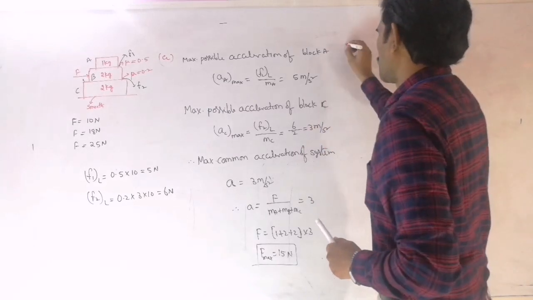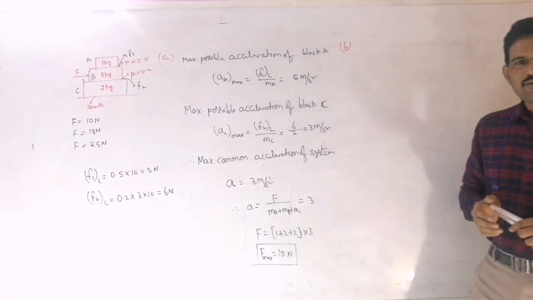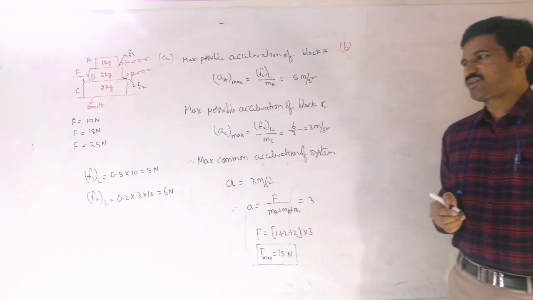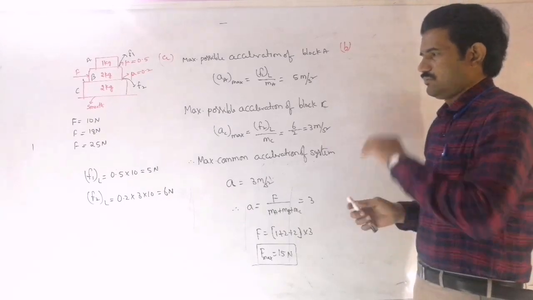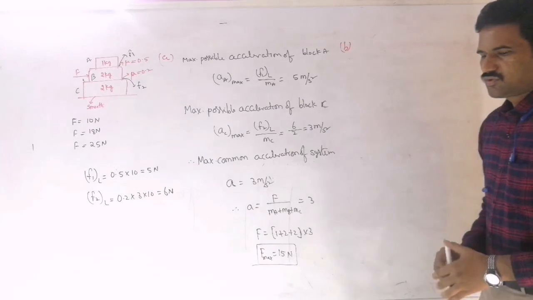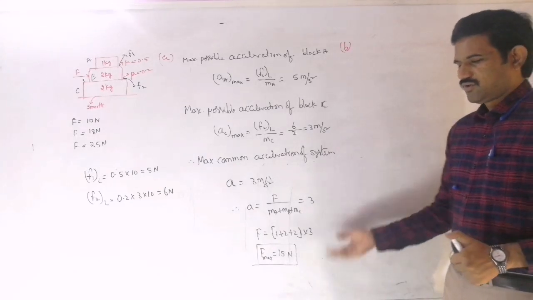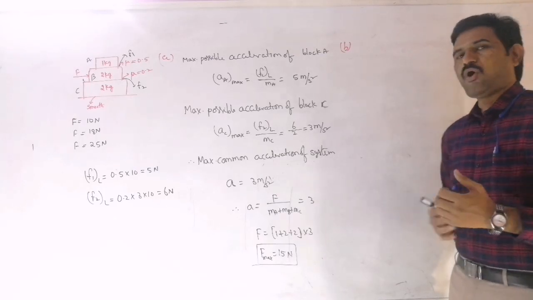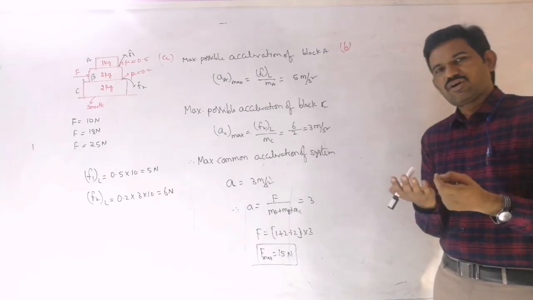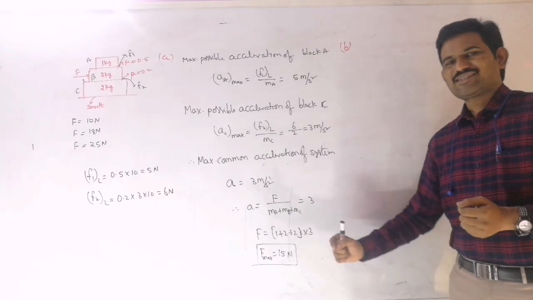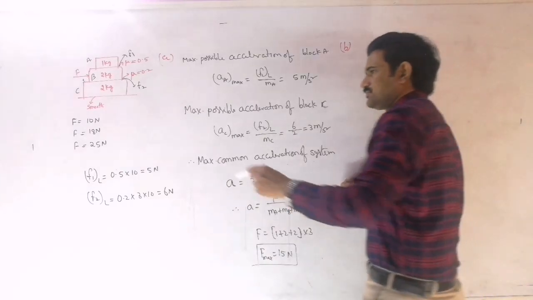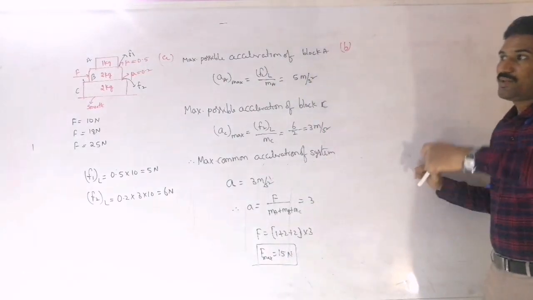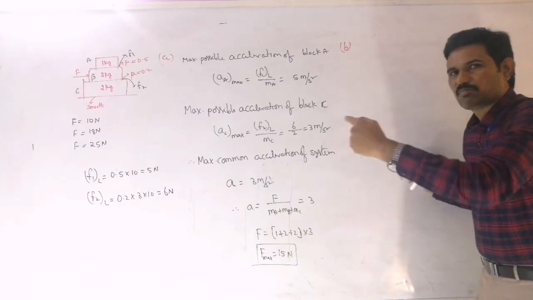And next, suppose I am taking the case where they ask for the minimum force at which slipping starts. Slipping starts means, if for example the force is more than this 15 newtons, say slightly more, for example 16 newtons, then slipping will start between block C and block B. But there won't be any slipping between A and B, the 1 kg and 2 kg blocks.